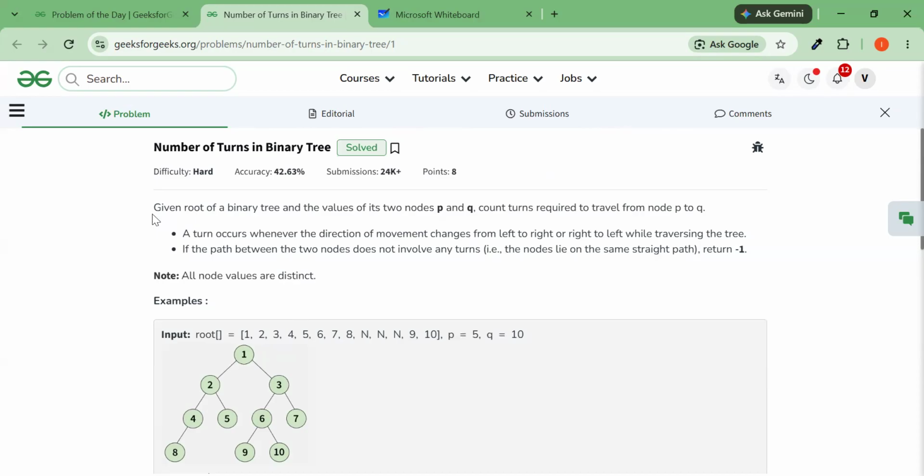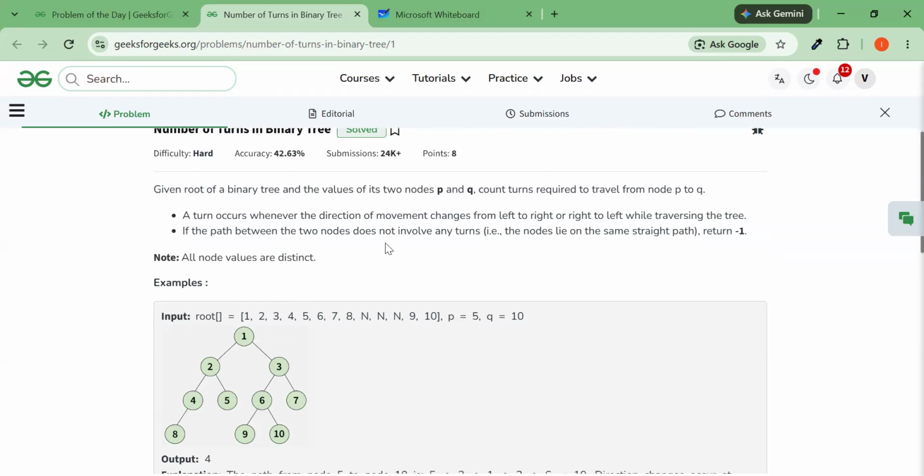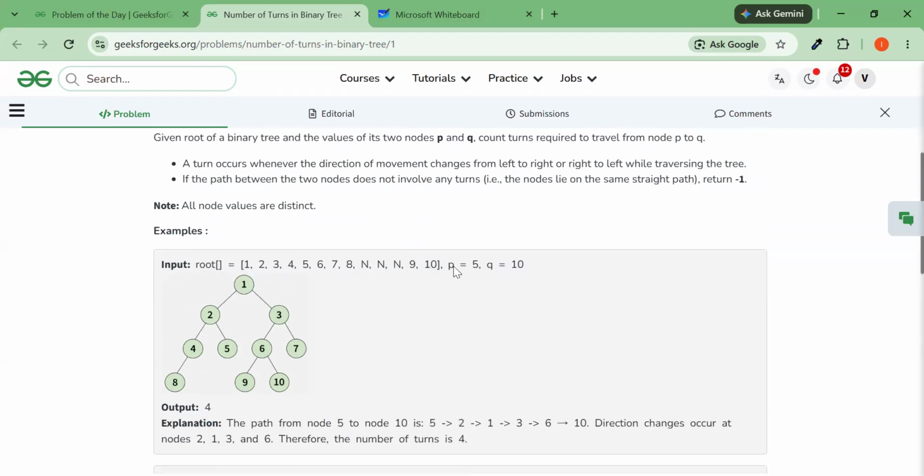Let's start the problem. What it is saying is you are given the root of a binary tree and the values of two nodes, P and Q, and you have to find the turns. You have to find the total turns required to travel from node P to Q. So we are given this binary tree and we are given 5 and 10 as the P and Q values. You have to find the path from P to Q, and the number of turns that come into that path.